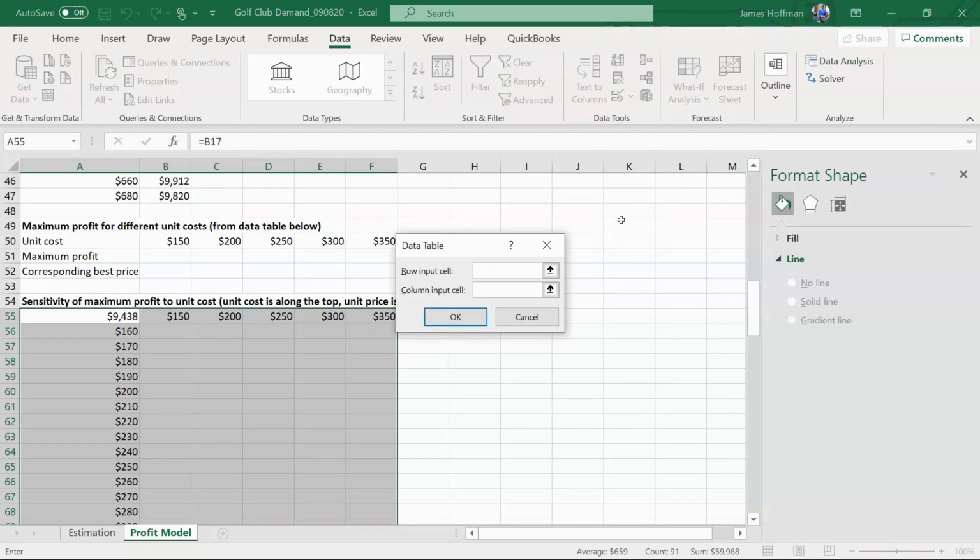And you will specify that the row input cell is B8. That's going to reference the unit cost, and the column input cell is B11. That's going to change the unit selling price. And if you just do that to this point and hit OK, it should fill out the table.